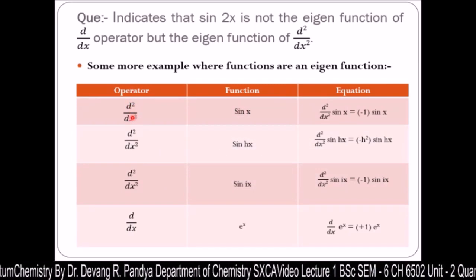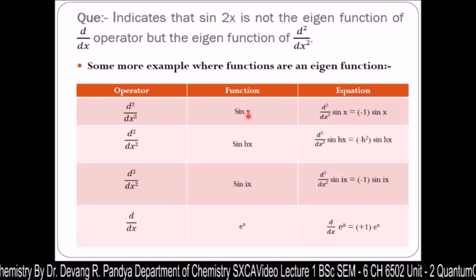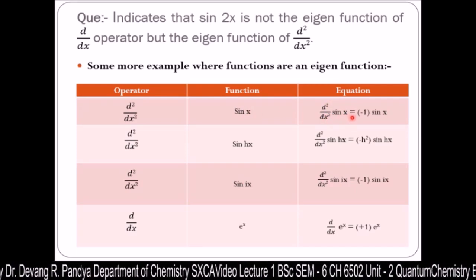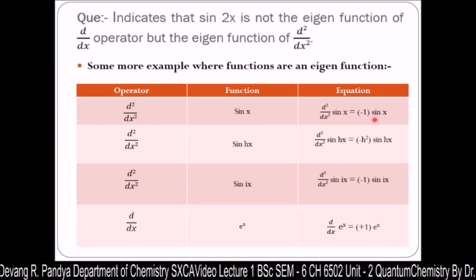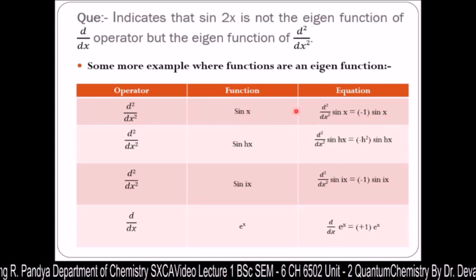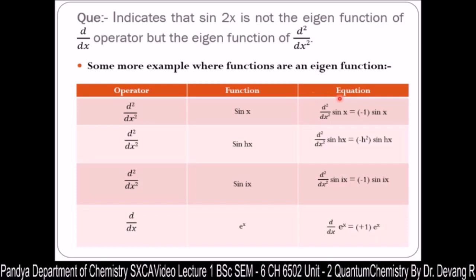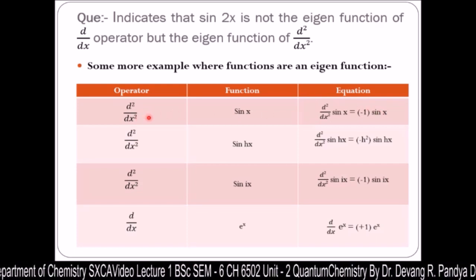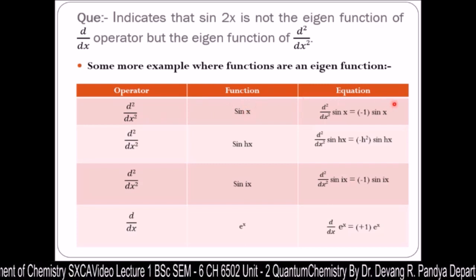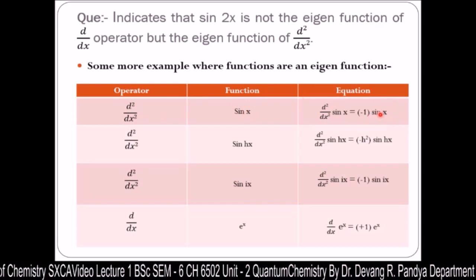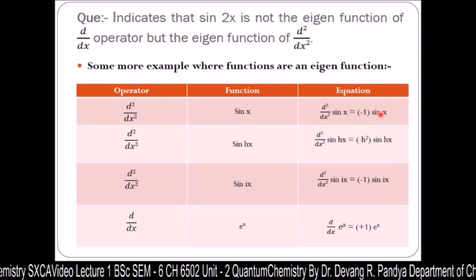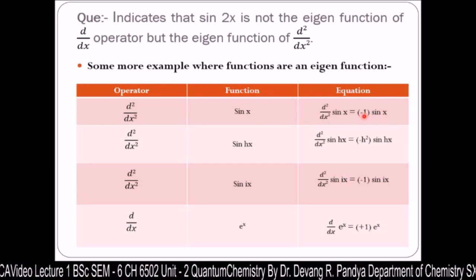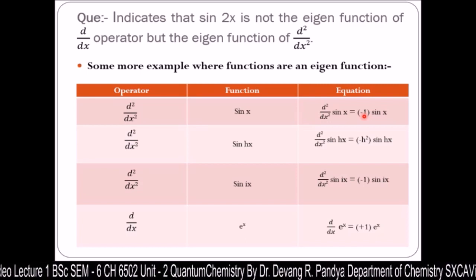With the operator d²/dx² on sin x, we get d²/dx² sin x equals minus 1 times sin x. So after the operation we get that function back. It means that d²/dx² operating on sin x gives sin x with minus 1. So this wave function is called the eigenfunction, and minus 1 is the constant value, that is the eigenvalue.